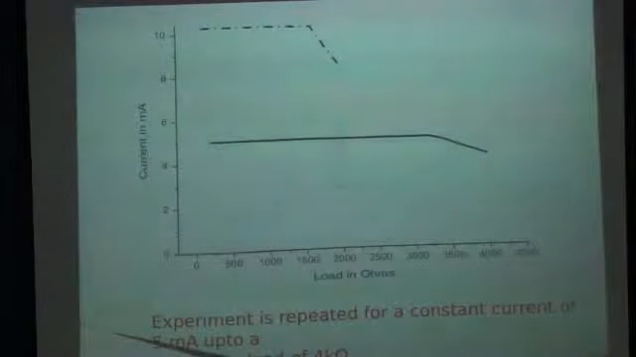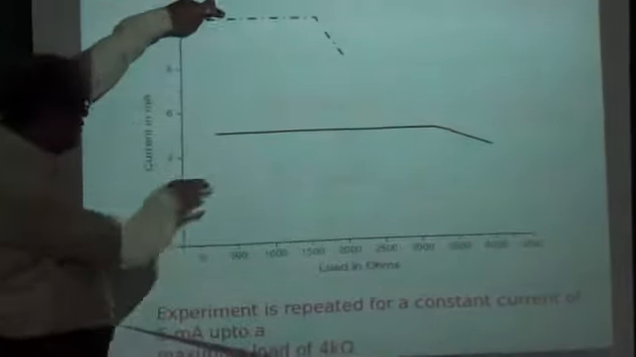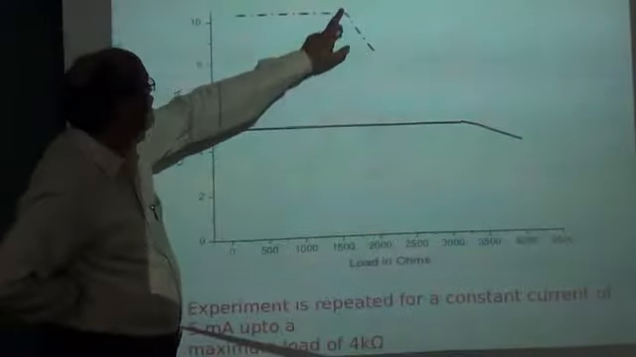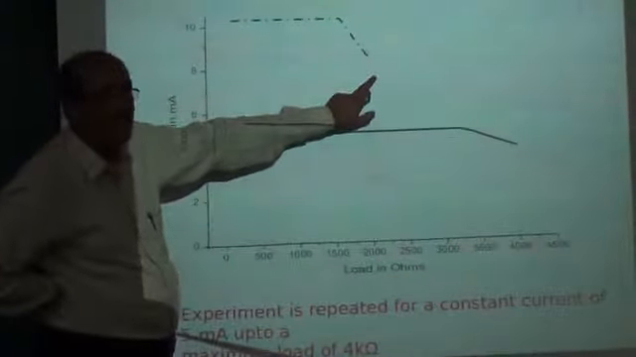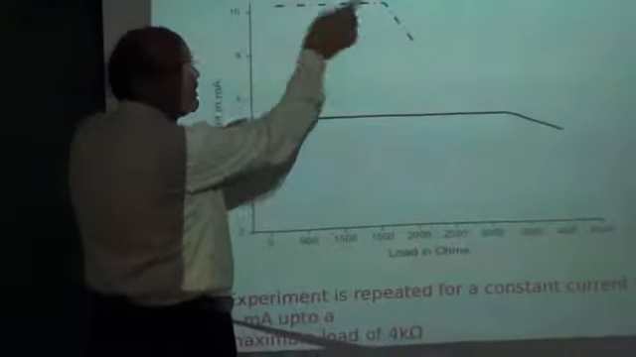So this is the graph. Here you can see this upper one is for the data that I showed earlier. So here up to 1000 it becomes constant and then it decreases. So from this data we can find out that our CCS can be used over this range.